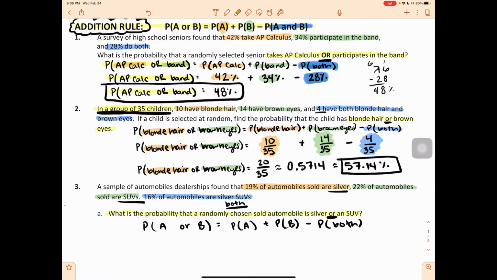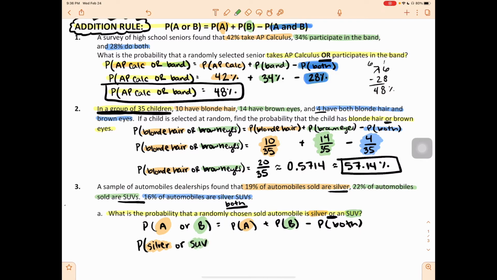Probability of event A, so the A would be whatever word is put here first. Okay, so that's the A. So here what we'll write is the probability of it being silver, or then the probability of the B. Event B is just the second event that's happening. So in this case, it's if it's an SUV. So it's silver or an SUV.